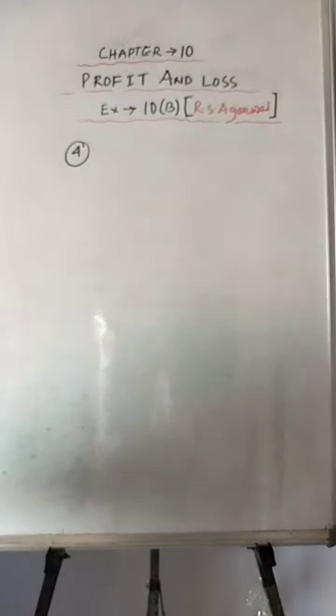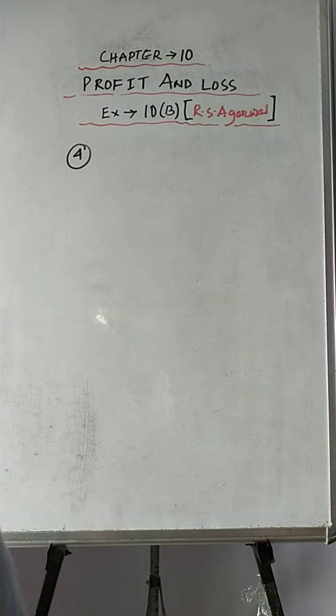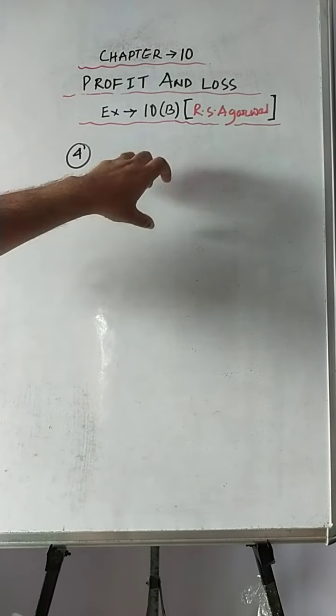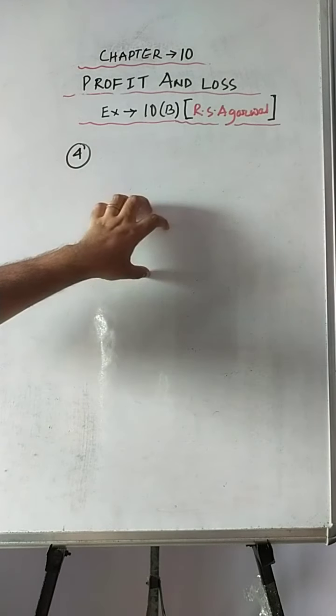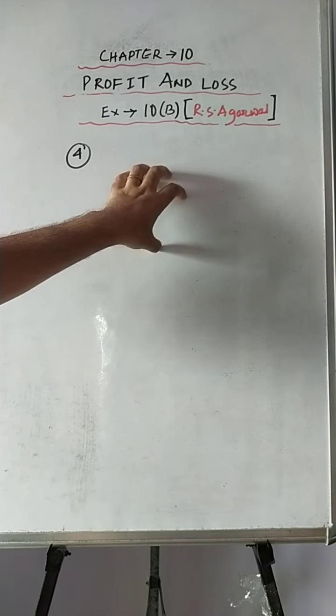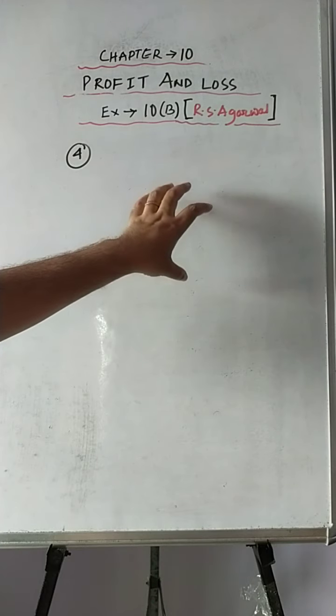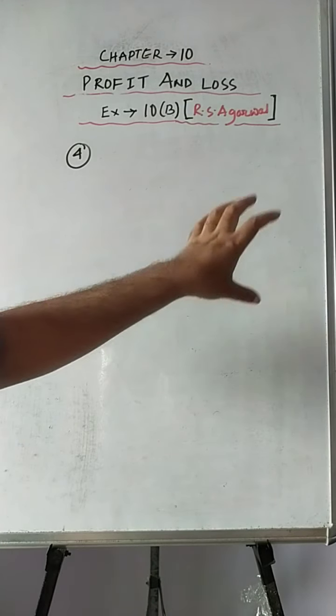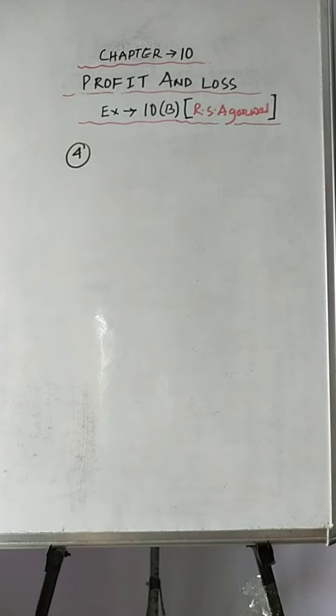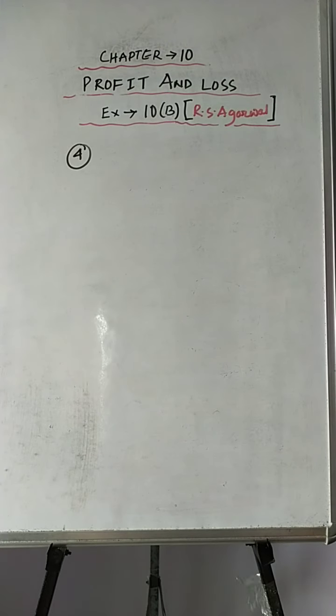In question number 4 we have, after allowing a discount of 8% on a toy. So there is one particular toy. On that toy 8% discount is given, and after 8% discount the selling price of the toy is 216.20 paise. Now find the mark price on the toy.